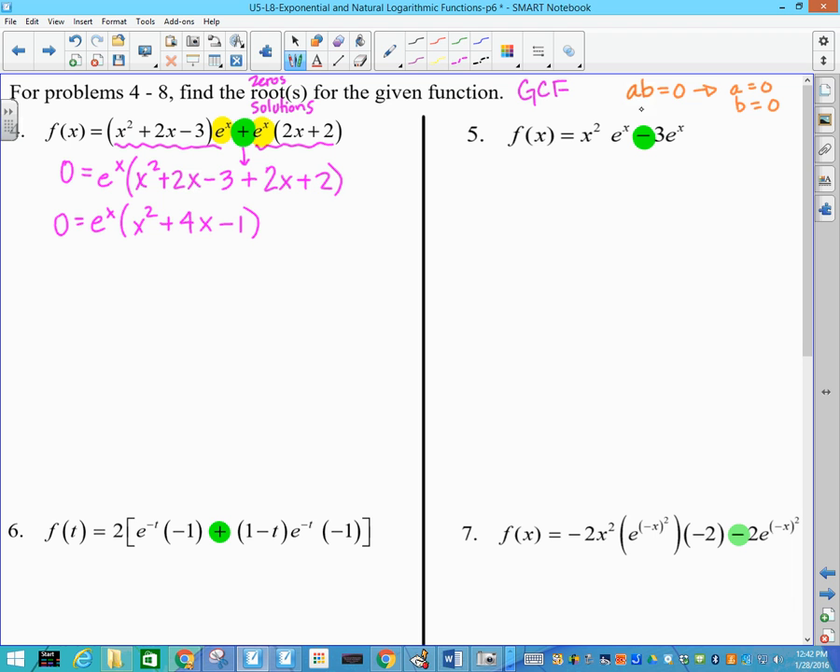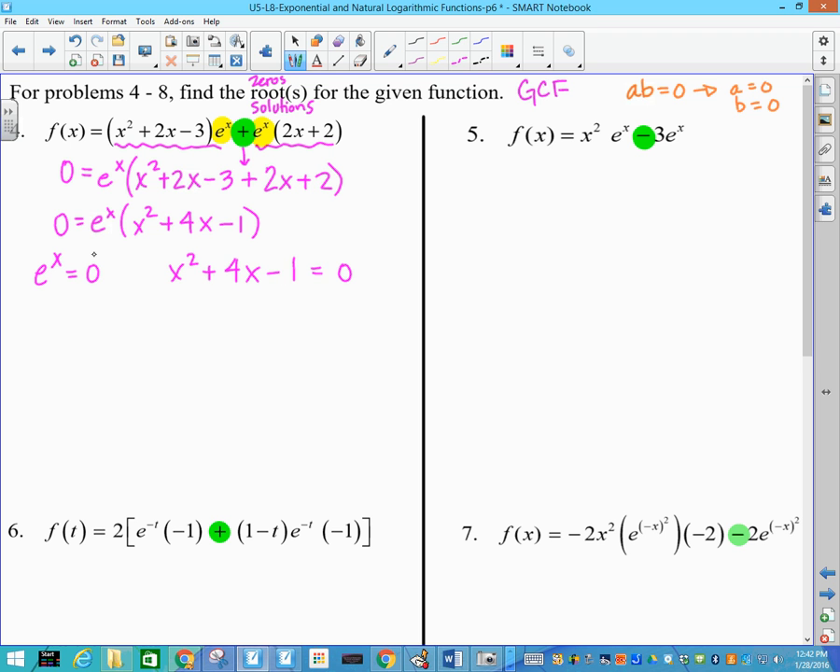So now I'm at this point where I have two things multiplied together to give me 0. Now I'm going to set each one equal to 0. And x squared plus 4x minus 1 equals 0.